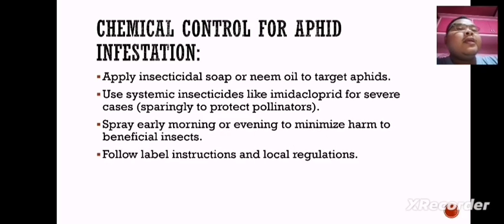Okay? So for the chemical control for aphid infestation, we can apply insecticidal soap or neem oil na tinatarget yung mga aphids. Use systemic insecticides like imidacloprid for severe cases. Sparingly, okay, wag sobra, to protect pollinators. Spray early morning, okay, or evening to minimize harm to beneficial insects. Follow label instructions and local regulations.